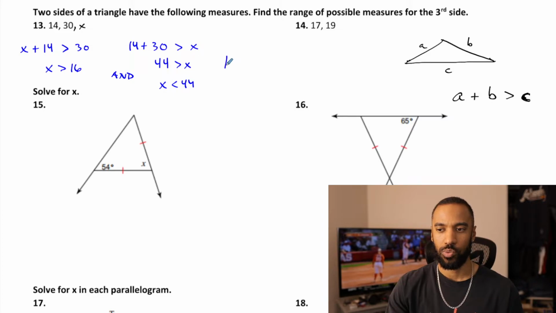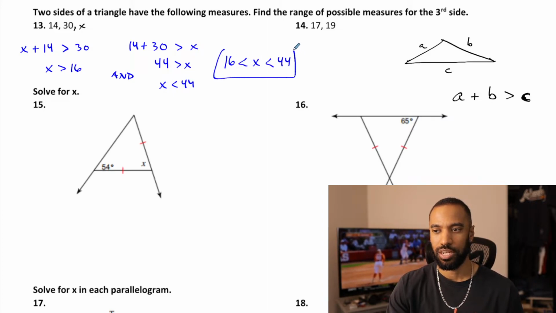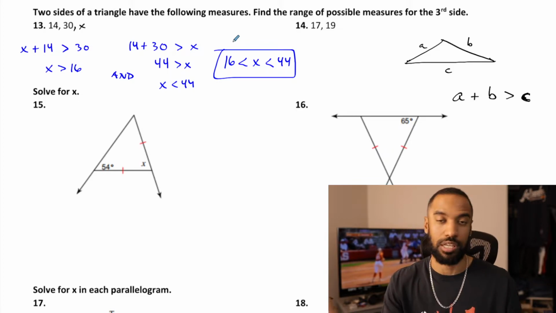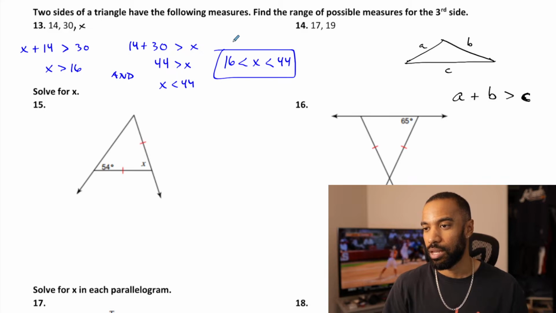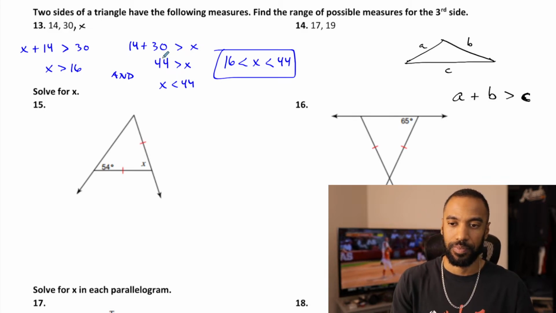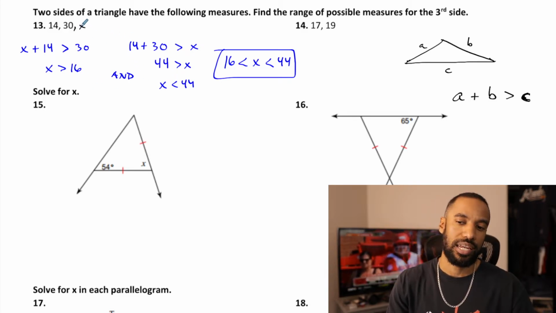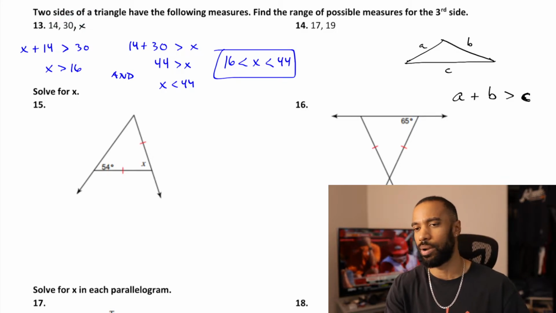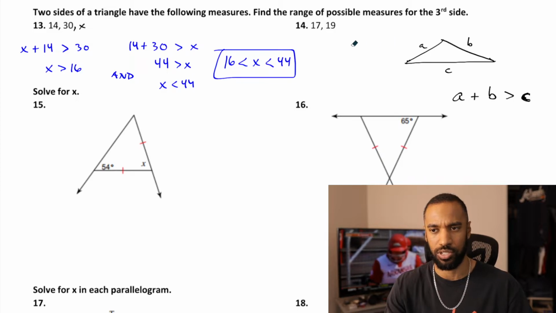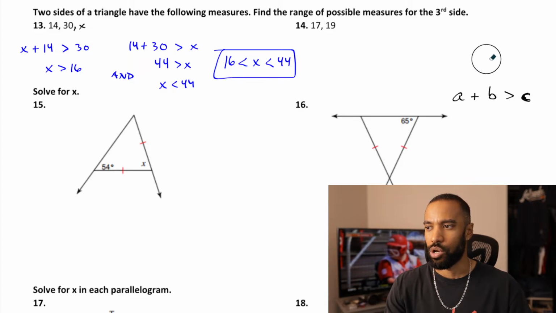The best way I like to write that is as a compound inequality, x must be between 16 and 44. And as long as it is, you can make a triangle. Any number in between, decimal or otherwise, can make your thing a triangle there. And that's what you do, two different tests. Notice I didn't test to see if x plus 30 had to be greater than 14, because 30 is already greater than 14. There's no reason to consider that one. So there's the theorem itself.